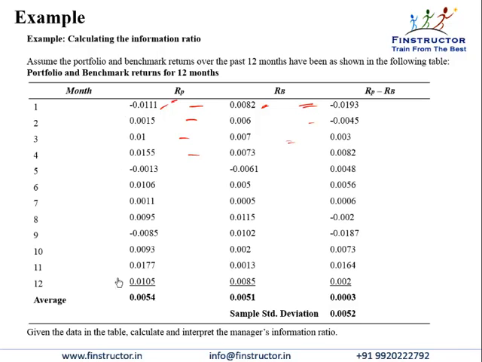We are given the average of the portfolio return and we are given the average of the benchmark return. Hence, we can compute the average active return as 0.003. Sample standard deviation, that is the standard deviation of the active returns, is also given to be 0.0052. Compute the information ratio, pretty straightforward. It will be the active return divided by the active risk, which will come out to be 0.0576 or 5.76%.